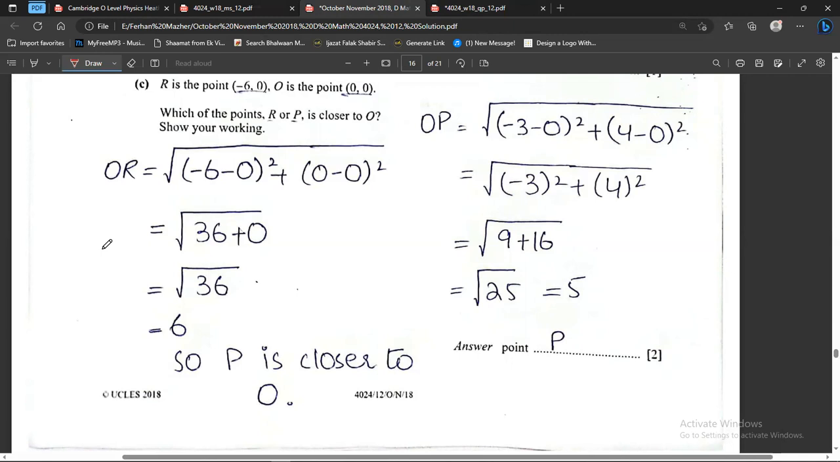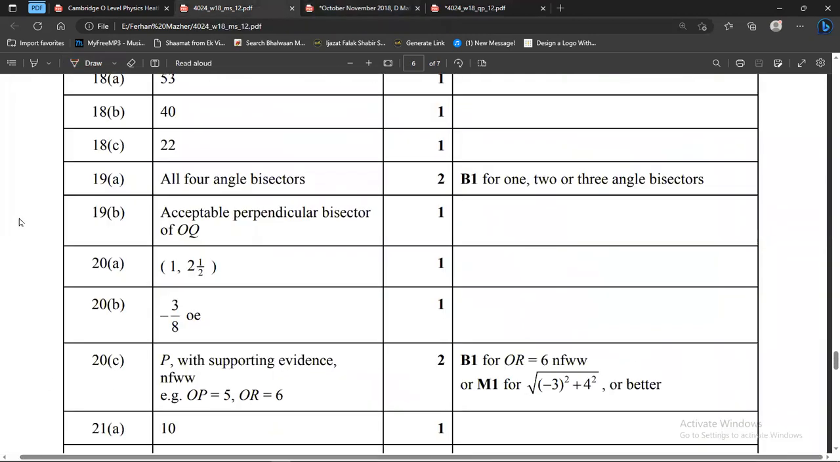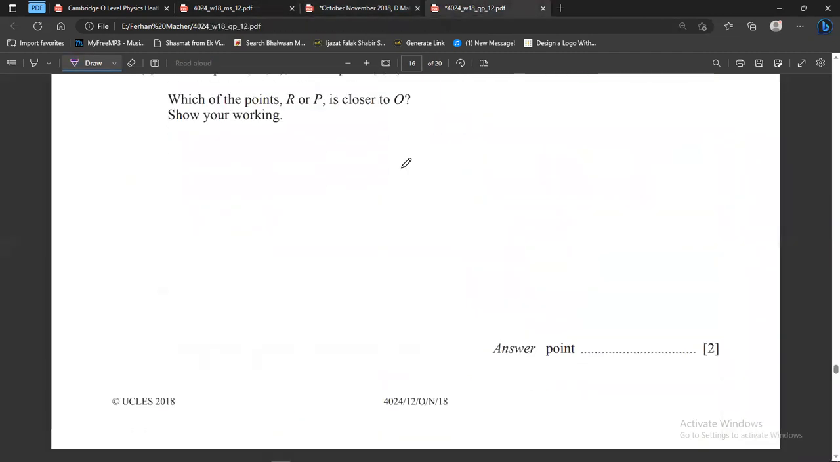Then I will find out the OP distance. I know the coordinates of the P, I know the coordinates of the O. So I will apply the formula, square root of x2 minus x1 whole square plus y2 minus y1 whole square. So you will have minus 3 minus 0 whole square plus 4 minus 0 whole square. It will be minus 3 whole square plus 4 square. That will be 9 plus 16, that will be 25, and square root on it, and that will be 5. So because the OP distance is smaller and the OR distance is larger, P is closer to O. So our answer is right.